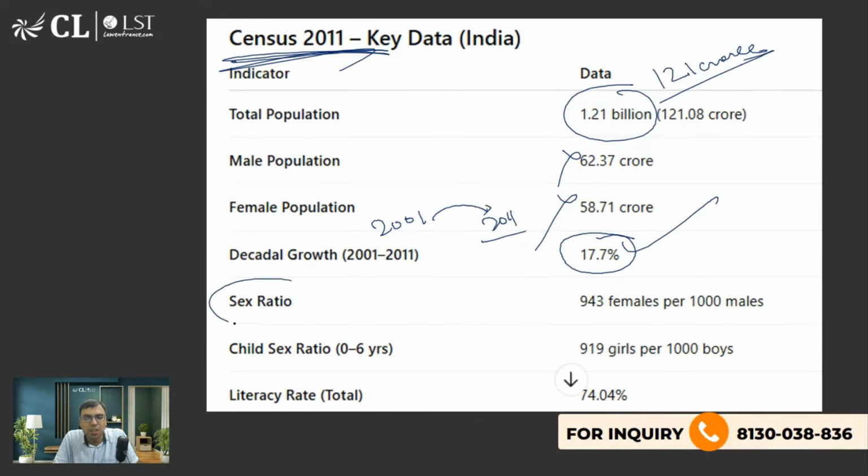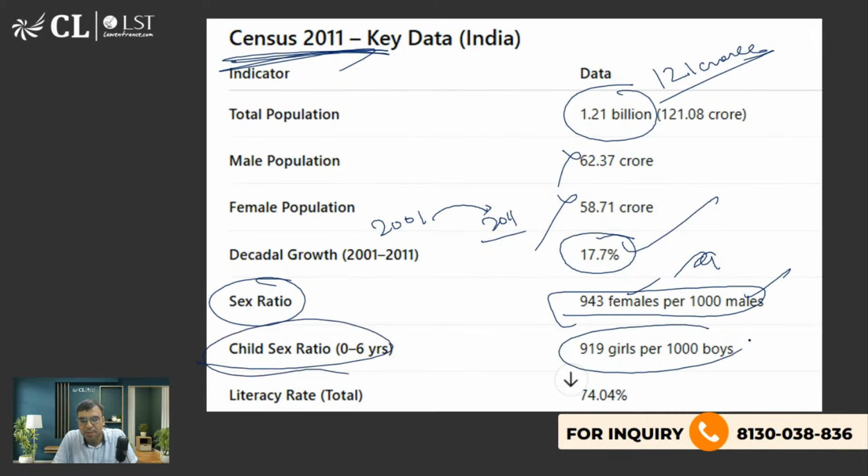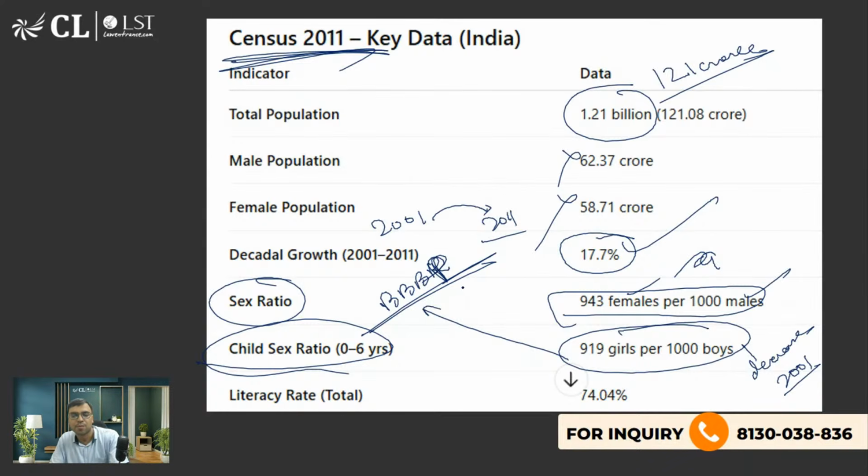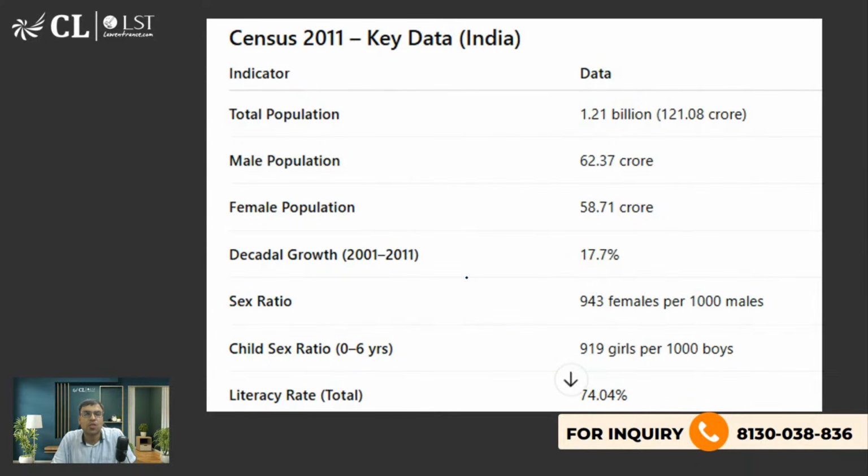Then the gender ratio or sex ratio was 943 females, like if there are 1000 males, 943 females are there. Child sex ratio 919. Okay, it decreased as compared to 2001, and that is why the government decided to come up with which scheme? Beti Bachao Beti Padhao. The census tells us this. With the help of the census, we get to know how we should make a new scheme, right? That's the idea.